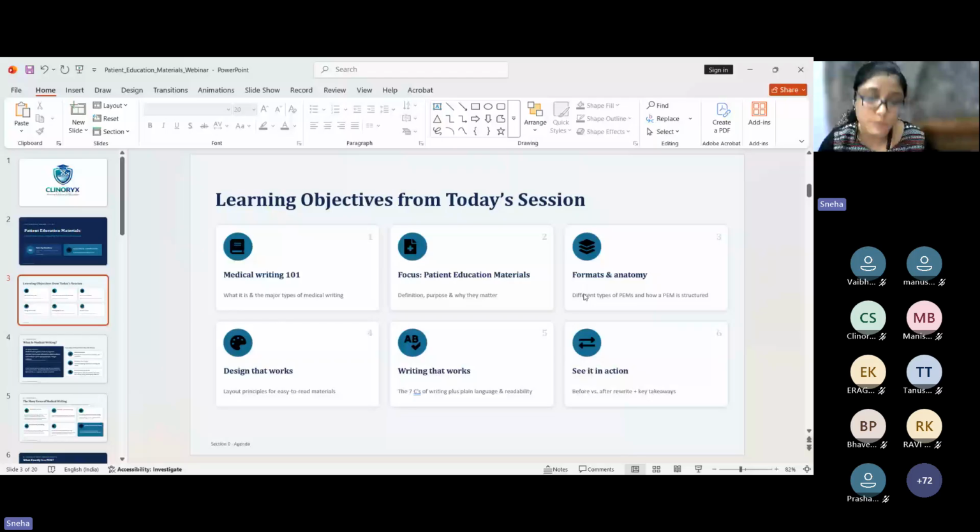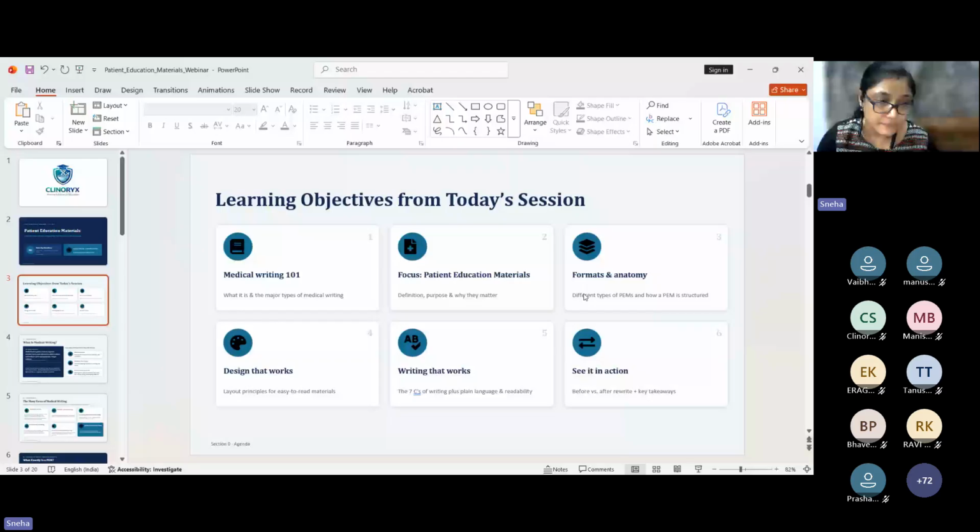So the writing that actually works: the 7 C's, or the 7 C principles, that help you to increase the readability of your writing. And we will also see some examples, before and after results, of how we can change the writing so that it is well connected with the patient.